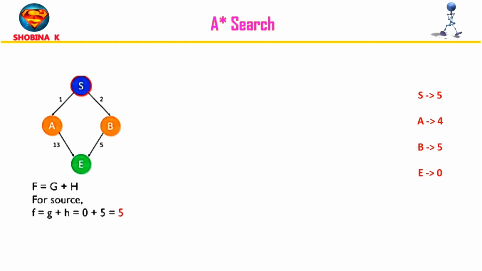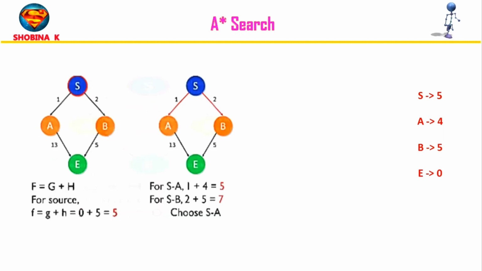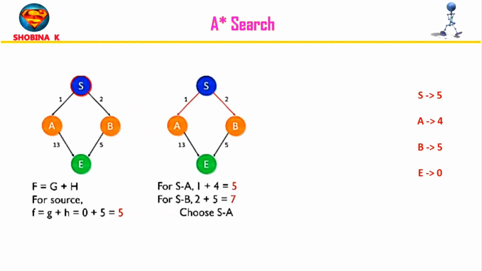That is, we have entered the source. Now moving on from S, we have other two vertices. Now the cost of S to A is 1 plus 4 is equal to 5. And the cost for S to B is 2 plus 5 is equal to 7. So now S to A is the shortest path. And we choose S to A.